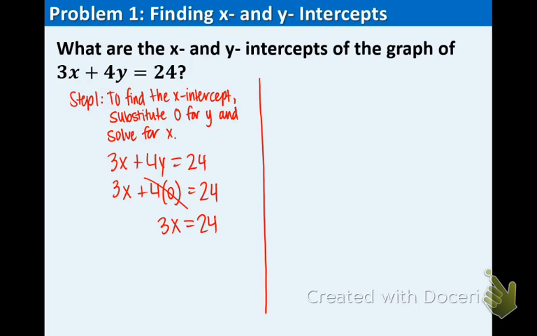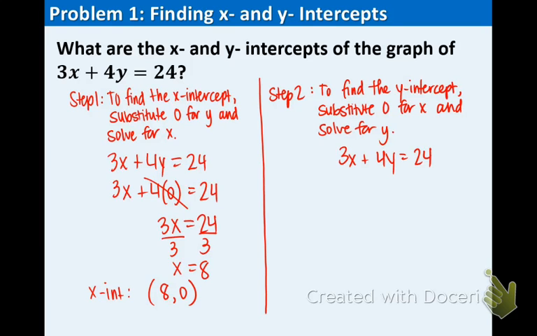So this goes away. So we have 3x equals 24. It's a nice little one step, so all we have to do is divide by 3, and we get x equals 8. So the x-intercept is 8. And in coordinate form, it is (8, 0), because remember, we substituted 0 for the y value. Now, in step 2, we're going to find the y-intercept, and the way that we're going to do that is substitute 0 for the x and solve for y.